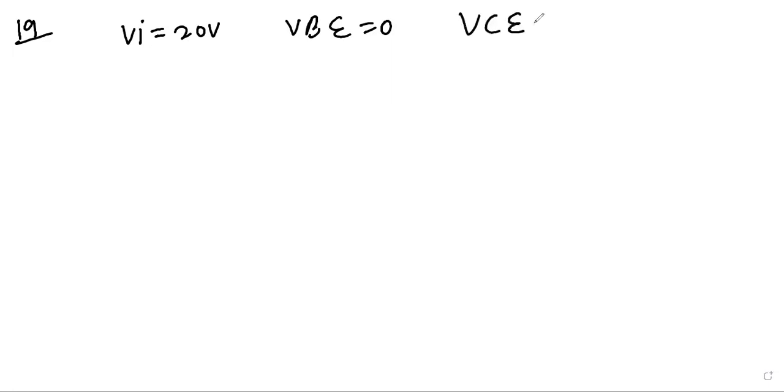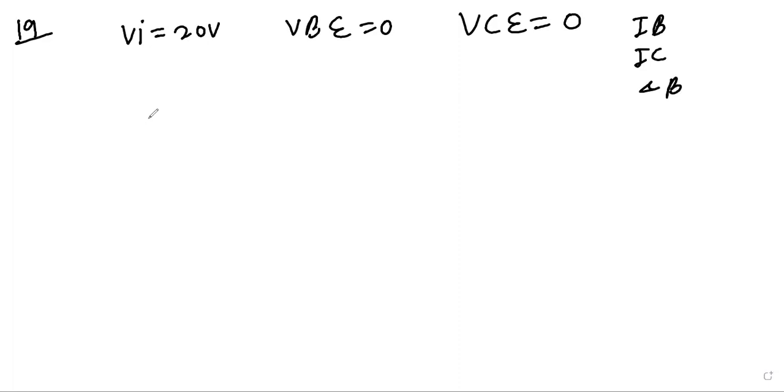Now let's see question number 19. In the circuit shown in the figure, the input voltage is given as 20 volt, right? And the voltage across base-emitter is equal to 0, and the voltage across collector-emitter is equal to 0. You have to find the values of IB, IC, and beta.